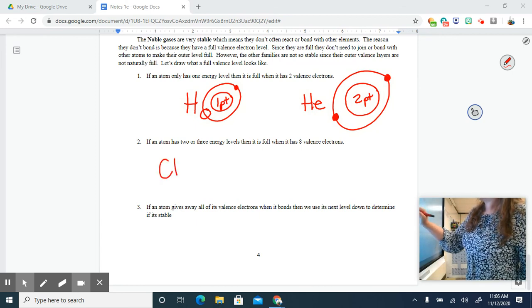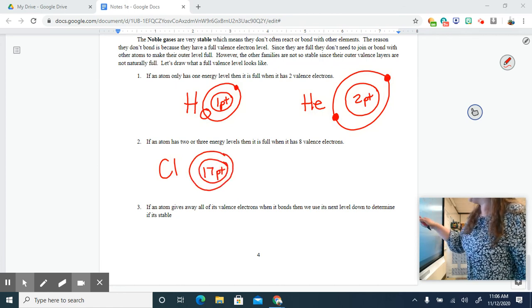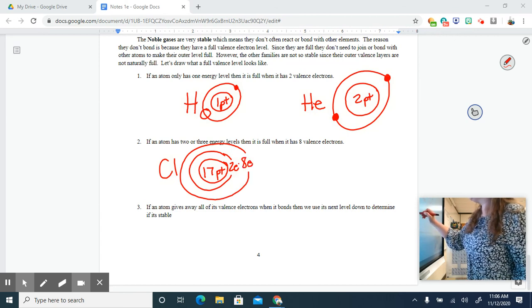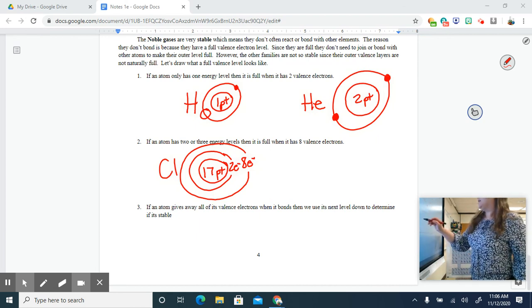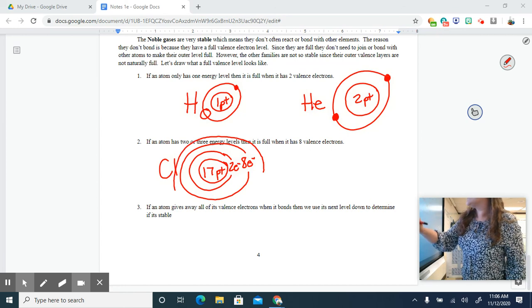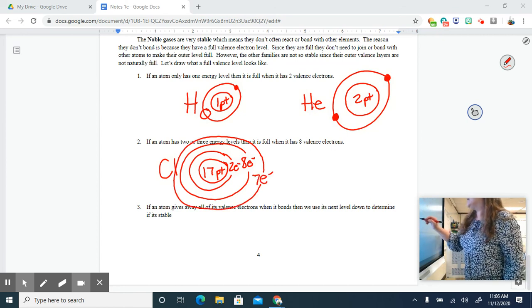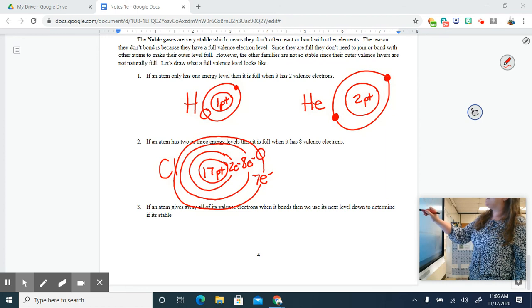So chlorine has 17 protons. And I'm going to abbreviate here to save time. So we've got 2 electrons in the first energy level, 8 electrons in the second. By the way, E minus is the symbol for electron because it's negative. And then it has 7 in its outer layer. So that means it has one empty spot right there that it wishes it had an electron in. And that's why chlorine is so unstable.